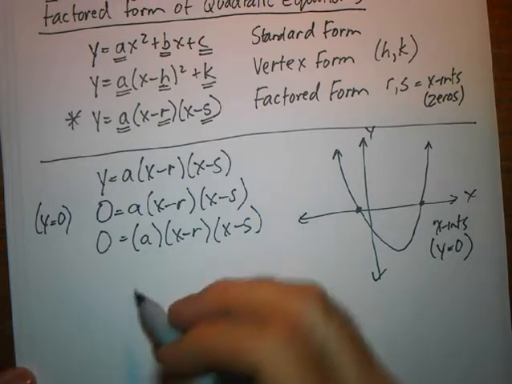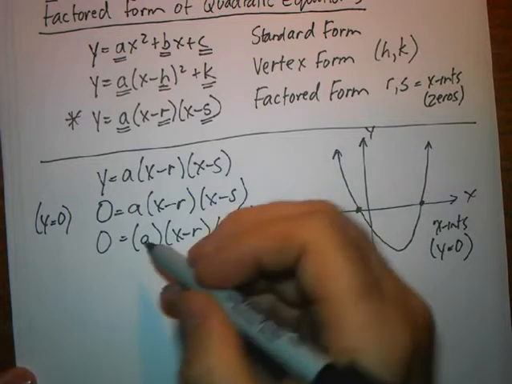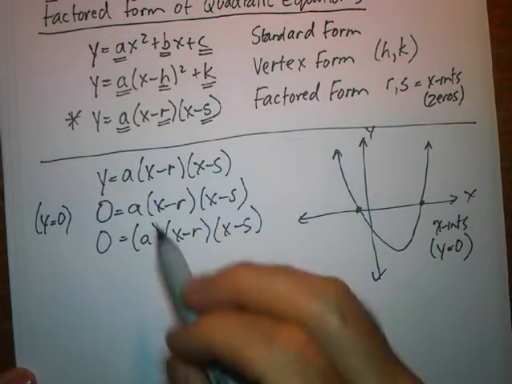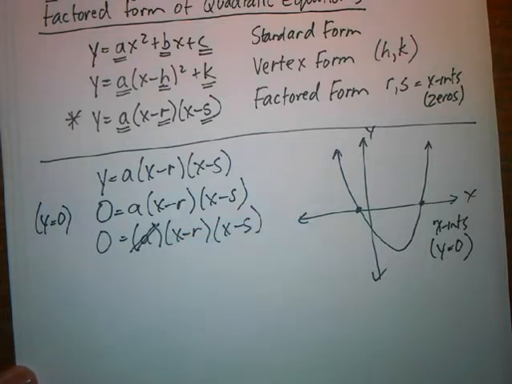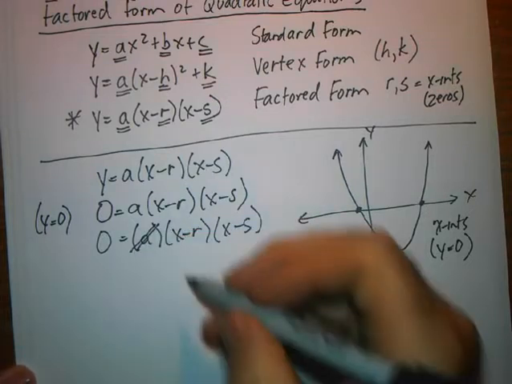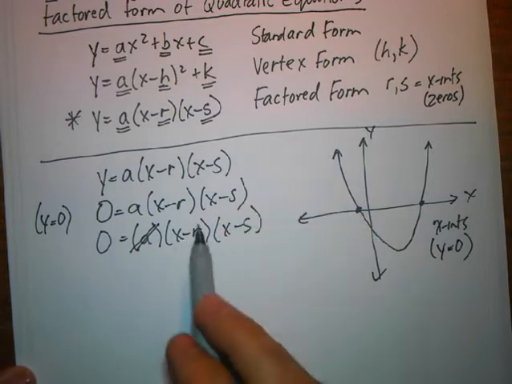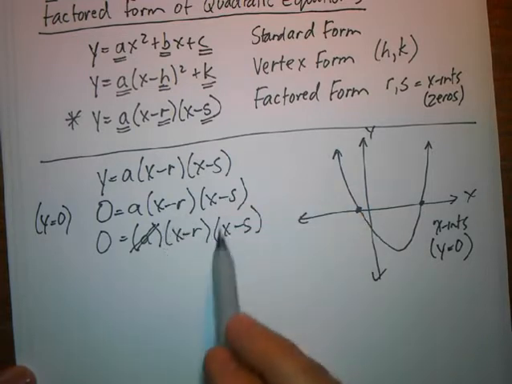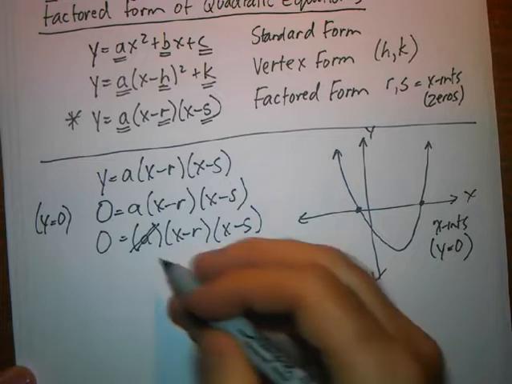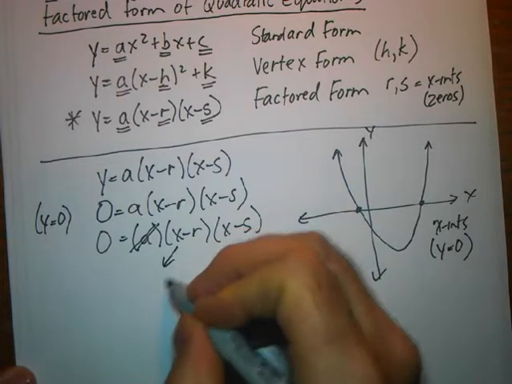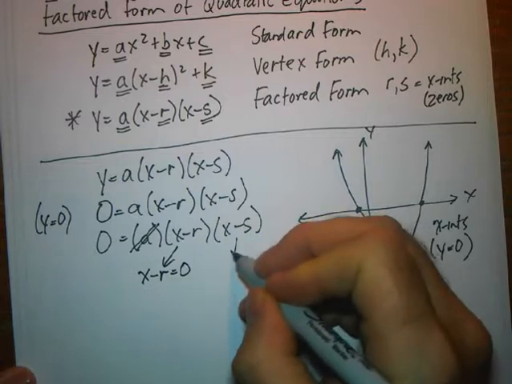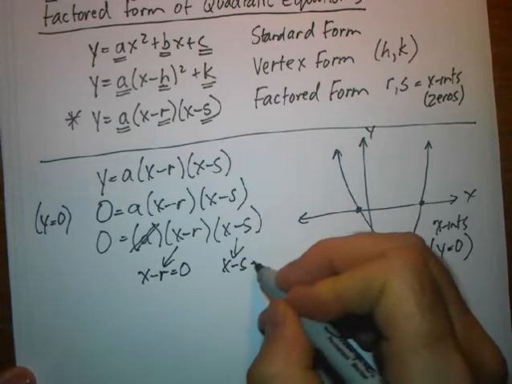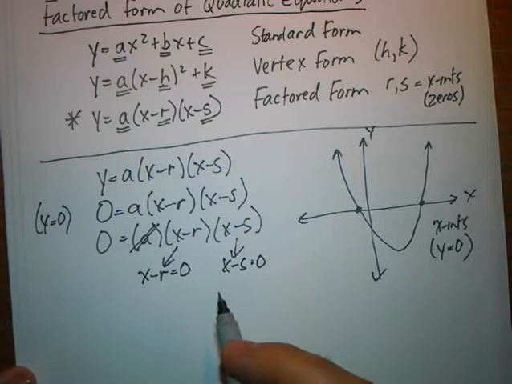Okay, so if we looked at each one separately, well, this a value, we've already said that can't be 0. That's going to be some number, so we can ignore that for this case. So what this tells us is either this factor or this factor must be 0. So that means x minus r is equal to 0, and x minus s is equal to 0. Now, they don't have to be both true at the same time, just one of them has to be true.